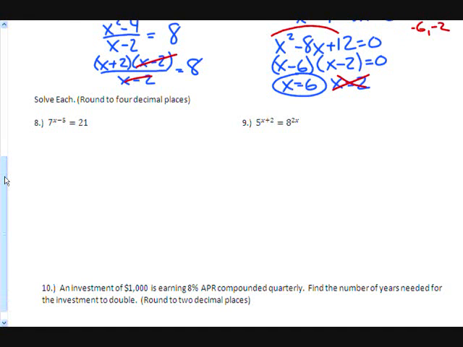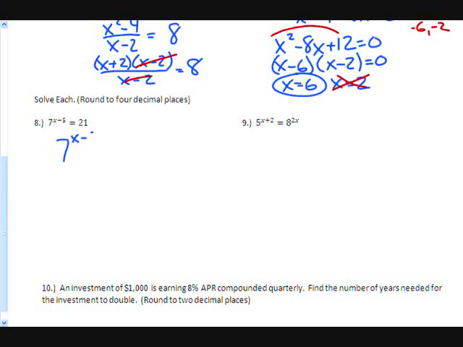For the next one, it says to solve each and round to 4 decimal places. And right away, since it's telling me to round to 4 decimal places, I'm not going to be able to rewrite these so they have common bases. All right, there's no number that I can raise to a power that gives me 7 that also gives me 21. All right, so since I can't get common bases, I have to use logarithms to solve these.